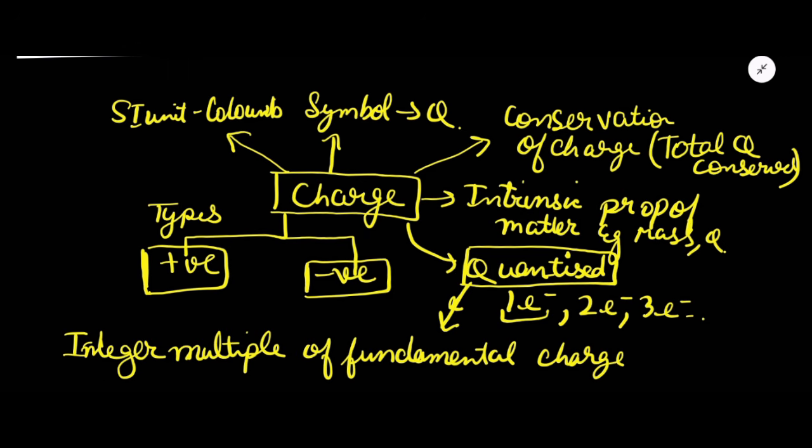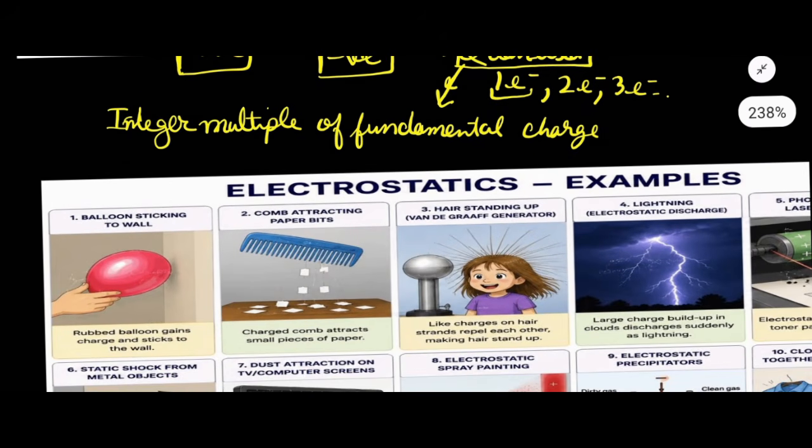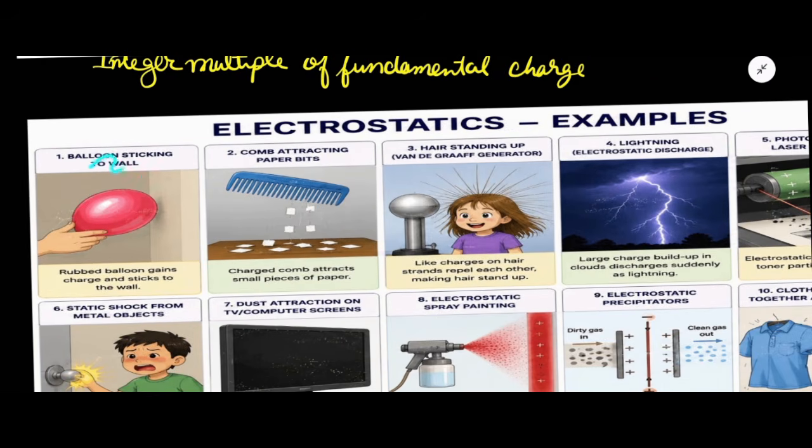And now, moving on to the ways to charge a body, we can see some examples of electrostatics like this. Our first example is a balloon sticking to the wall. So how does this balloon stick to the wall? Of course it has been rubbed by some substance. The rubbed balloon gains charge and it sticks to the wall. Similarly, a comb attracting paper bits.